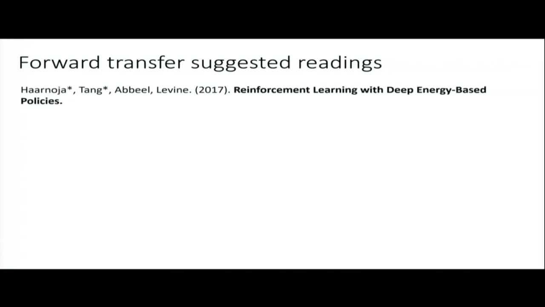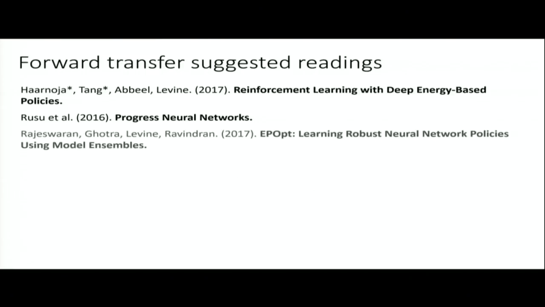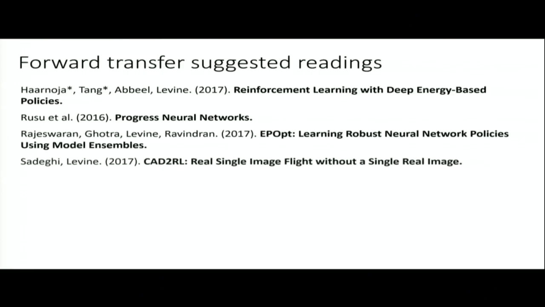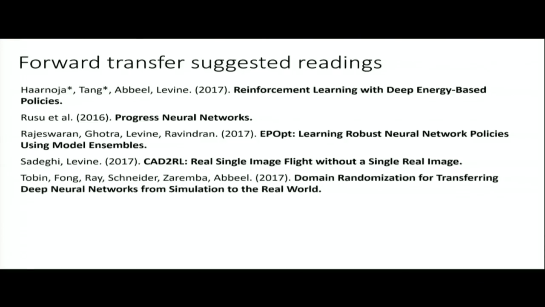Okay, some suggested readings on forward transfer. These are all the papers that we covered last week and today. This is the paper on maximum entropy policies. This is the progressive neural networks paper that proposes this architecture that's a little better suited for fine-tuning. This is the EPOpt paper. This is the paper with the quadrotor flying through the hallway.